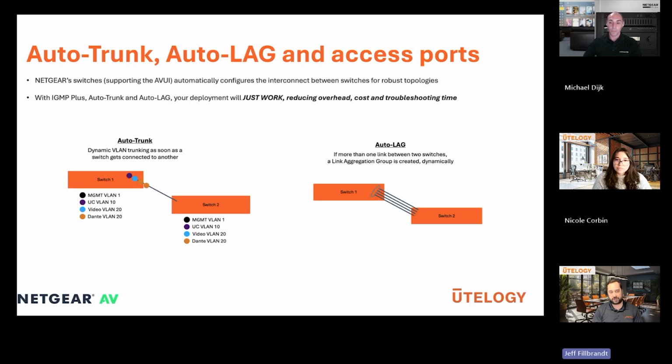I did want to highlight something that I just observed myself here. This is not a trick. You are not being punked if you're watching this here today. I noticed that we labeled the video VLAN 20 and the Dante VLAN 20 in the illustration there. Those should have different numbers. You would not have the same number on different VLANs.